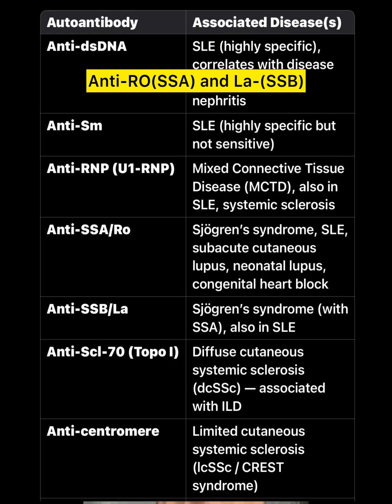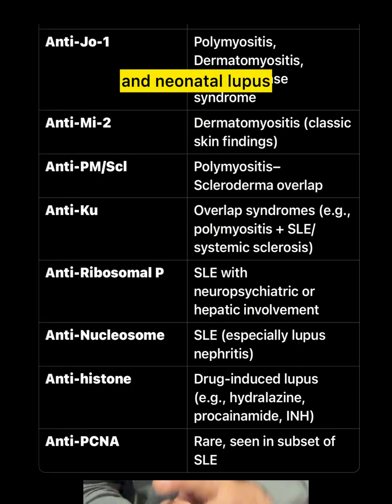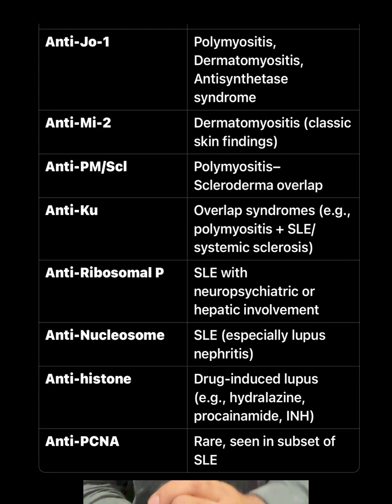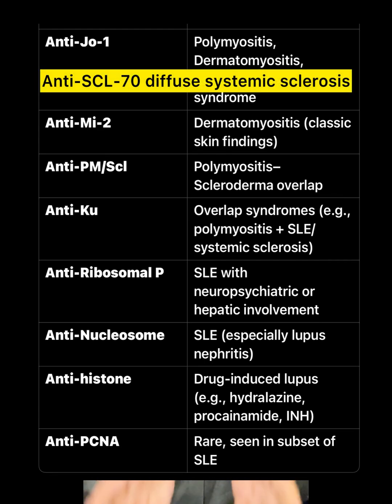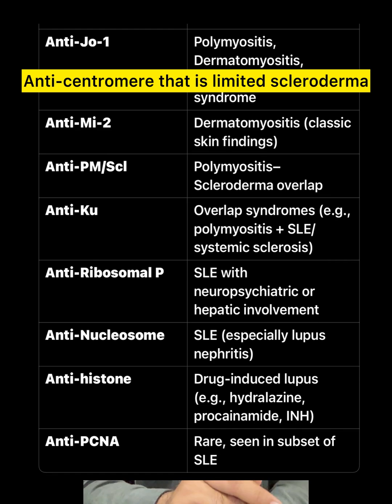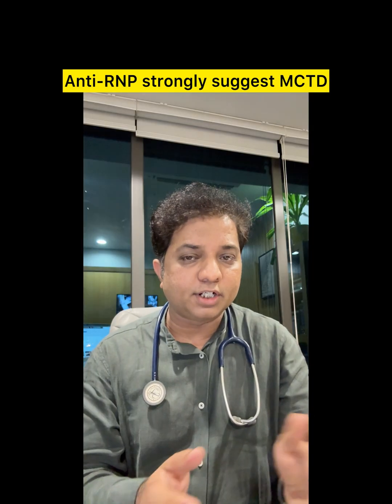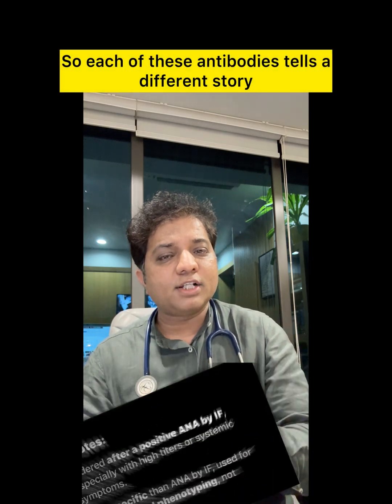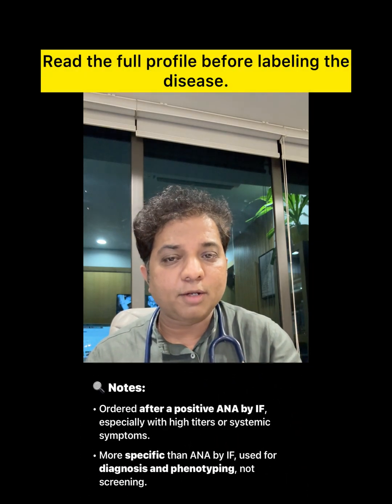Anti-Ro/SSA and La/SSB, that is seen in Sjogren's and neonatal lupus and congenital heart block. Anti-Scl-70, diffuse systemic sclerosis. Anti-centromere, that is limited scleroderma. Anti-RNP strongly suggests MCTD. So each of these antibodies tells a different story. Read the full profile before labeling the disease.